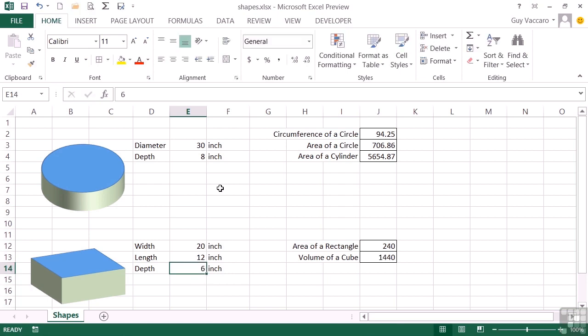So that's making use of some of Excel's functions and functionality. Here we've used pi, and we've introduced the product formula for multiplying multiple cell values.